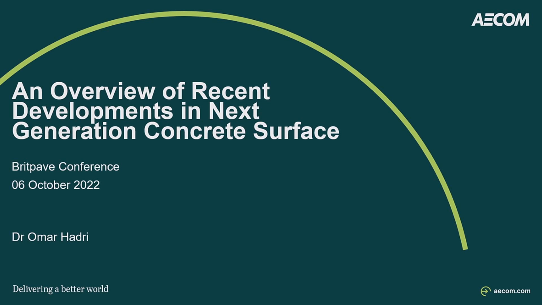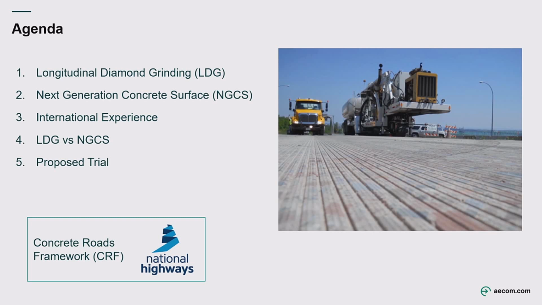So a lot of my work has already been completed, but I will try to go a little bit about the project that we have been carrying out for National Highway. I will go into five topics, but I will touch on LDG and NGCS a little bit faster because Ian has already mentioned these. I will touch on the international experiences, how LDG and NGCS are different, and the proposed trial that we're going to carry out. We are doing this work as part of the concrete road framework for the National Highway.